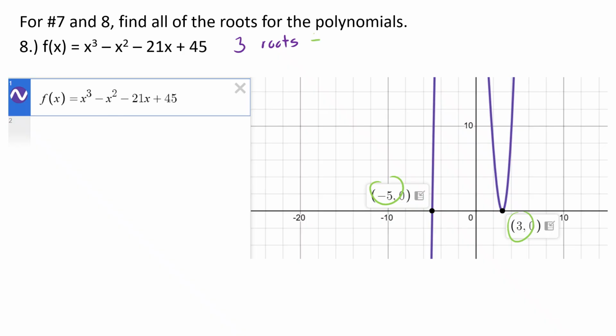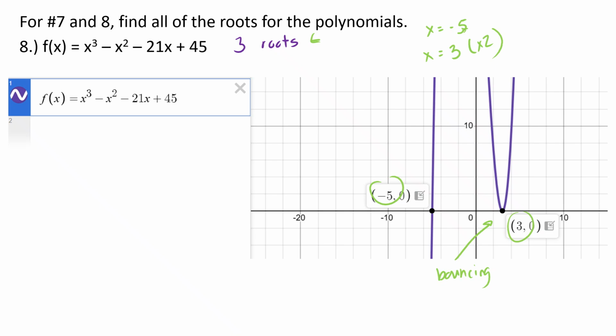Now, remember, we're looking for 3 roots. So I have x equals -5 and I have x equals 3, which appears to be only 2 roots. But notice that this one is bouncing, and when it's bouncing, it means it has even multiplicity. So since I'm looking for 3 roots and I only have 2, this one must count twice. And so I'm going to put a ×2 there, basically saying, hey, this one has multiplicity of 2.